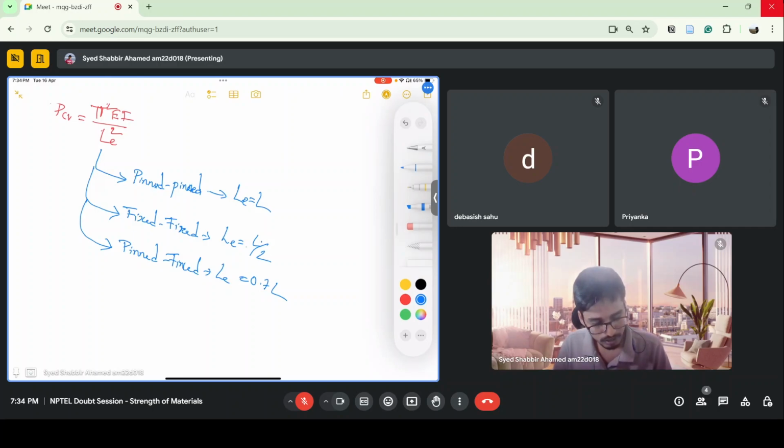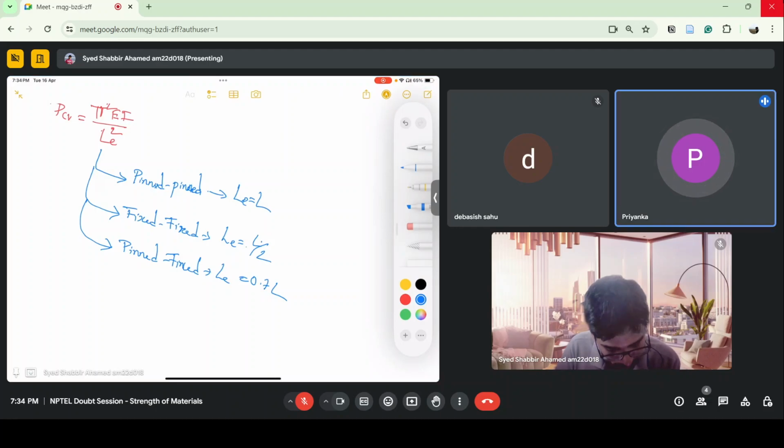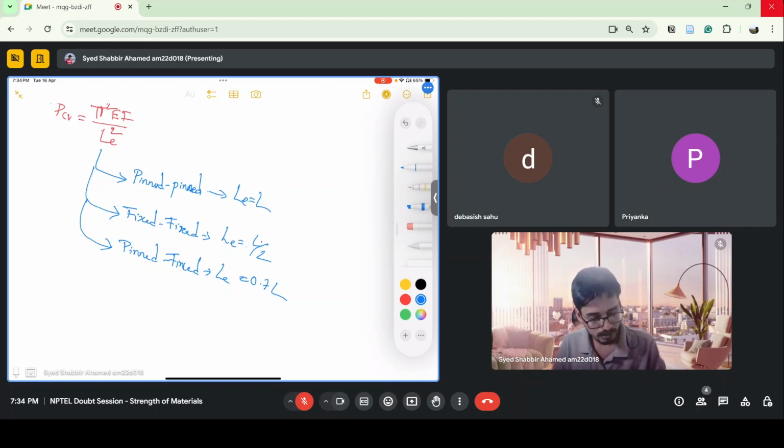Okay, we'll just check. Yes, sir. Correct, sir. 0.7, L by root 2. What Professor told. That time it will be 0.7. Okay.